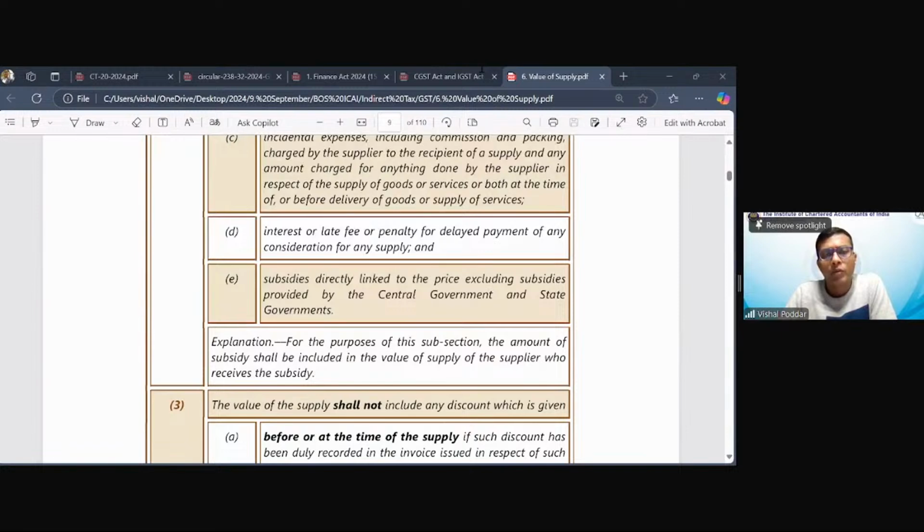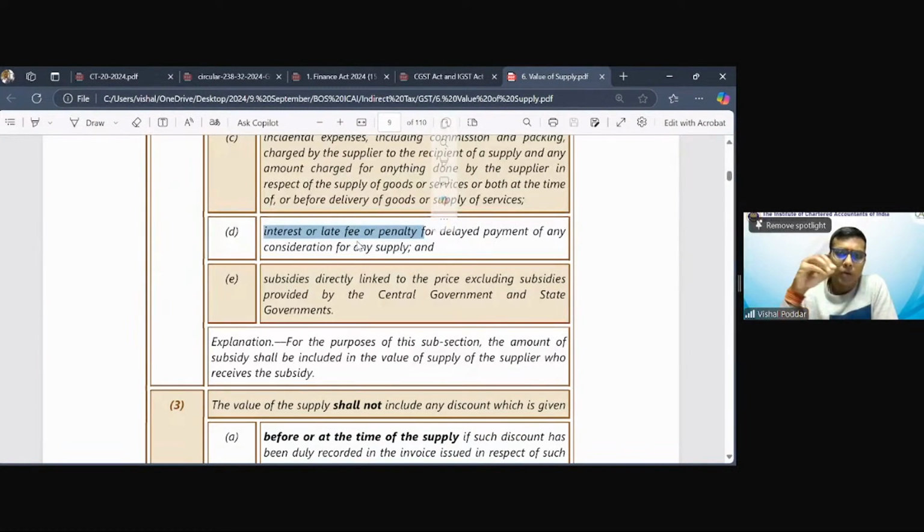Clause D. What does clause D say? If the supplier has supplied the goods or service to you on credit and given you some time period for making the payment, but you fail to make the payment, in other words, you are making the payment of my consideration late. Now, as per the contract, where you are making payment of my consideration late, I am supposed to levy an additional amount in the form of interest or late fees or penalty, whatever name it is called. In that particular case, this additional amount will also be considered as part of my supply.